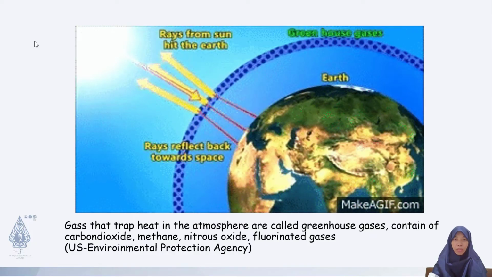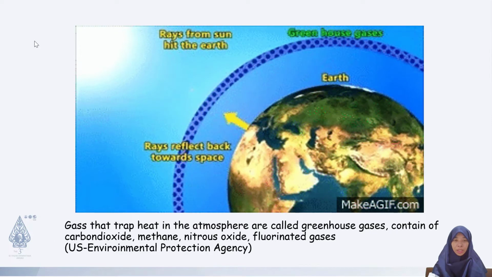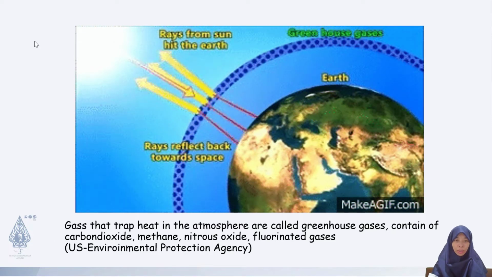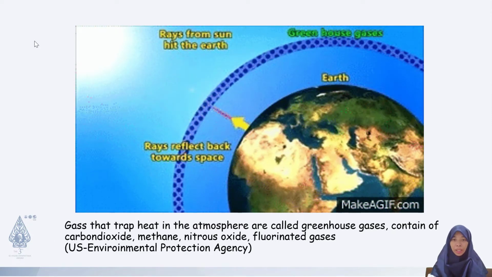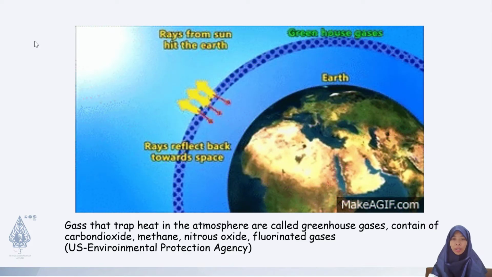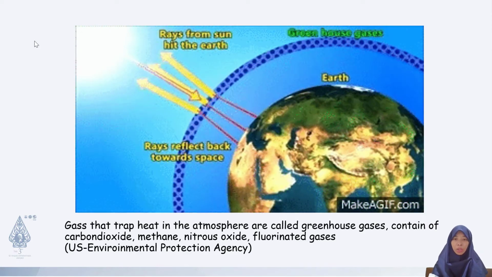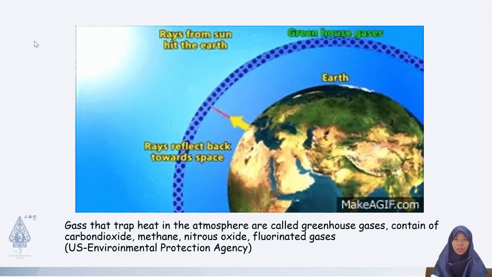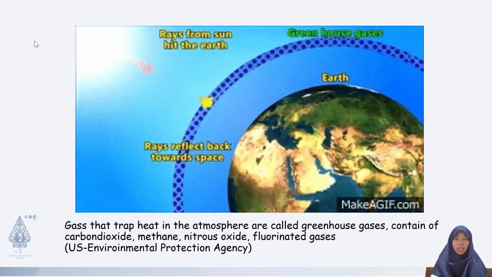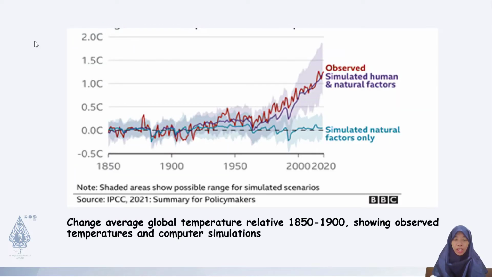This picture explains greenhouse gases. When the earth's temperature increases, gases that trap heat in the atmosphere are called greenhouse gases, consisting of carbon dioxide, methane, nitrous oxide, and fluorinated gases, and they increase the earth's temperature. This picture shows the change in average global temperature relative to between 1850 and 1900, showing observed temperature and computer simulation.